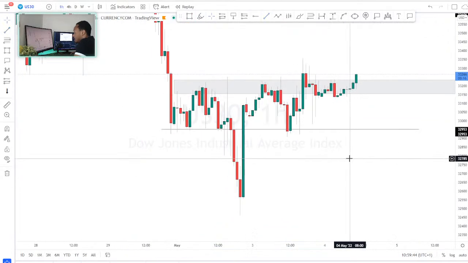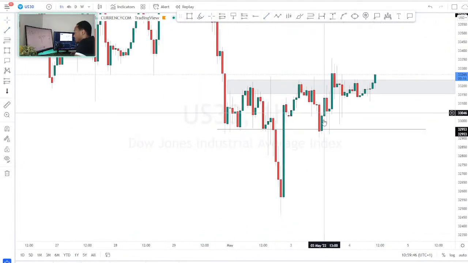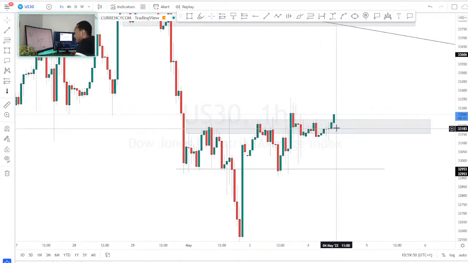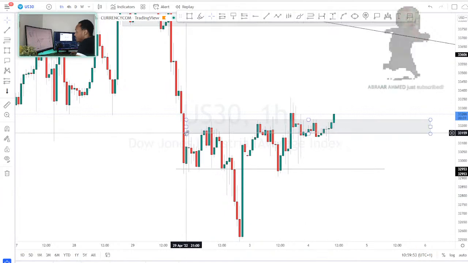I said do watch out for some shorts because we still do have that support which could reject price, and you can see price obviously successfully reject that, and now we're starting to try and break through this resistance here.